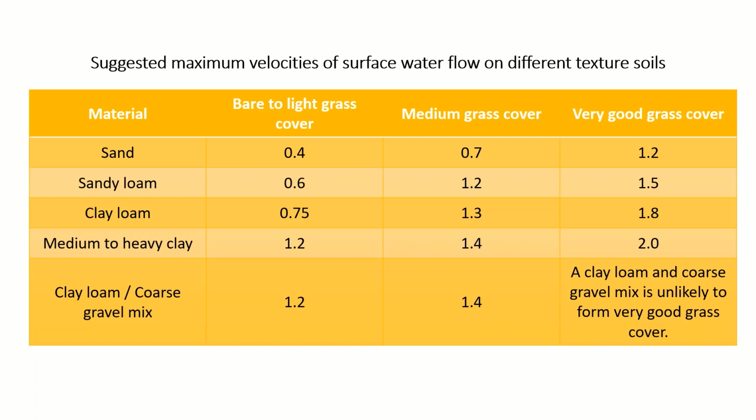And if the soil is clay soil, but the grass cover is light, then only 1.2 meter per second is the maximum recommended velocity. Beyond this, the velocity will become erosive. So it should not exceed this value. Before designing, you must consider these points. Estimate the velocity. If it is beyond this value, then redesign. You may change the depth, you may change the dimensions, you may reduce the slope in order to reduce the velocity of water flowing in this type of waterway.